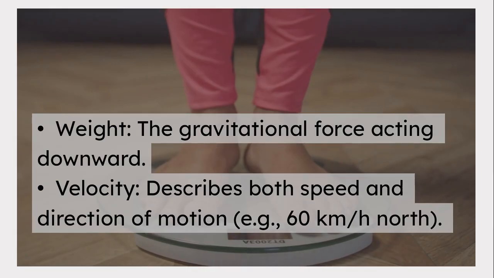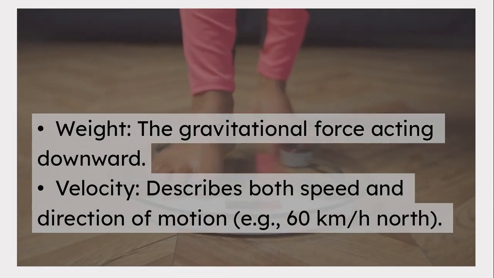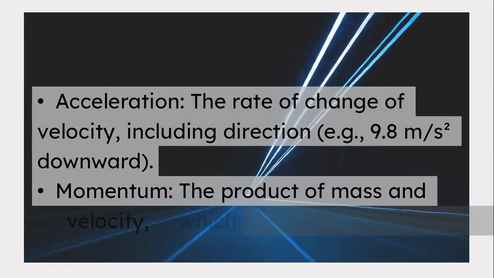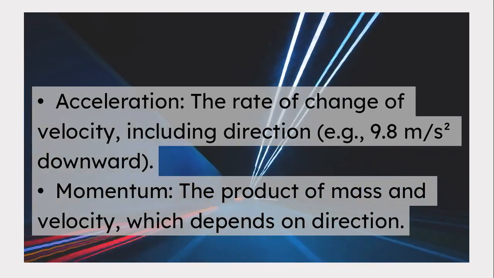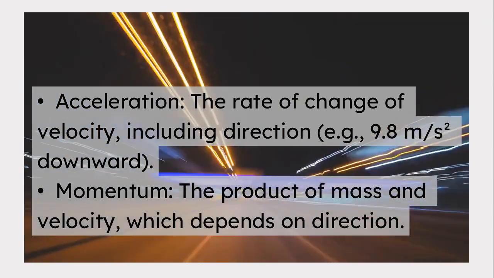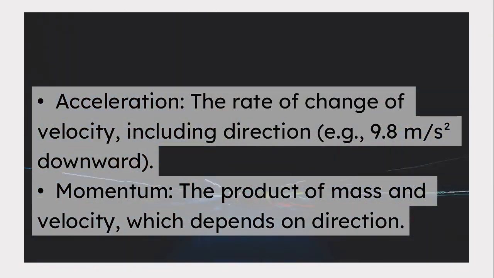Velocity describes both speed and direction of motion, e.g., 60 km per hour north. Acceleration, the rate of change of velocity, including direction, e.g., 9.8 meters per square second downward. Momentum, the product of mass and velocity, which depends on direction.